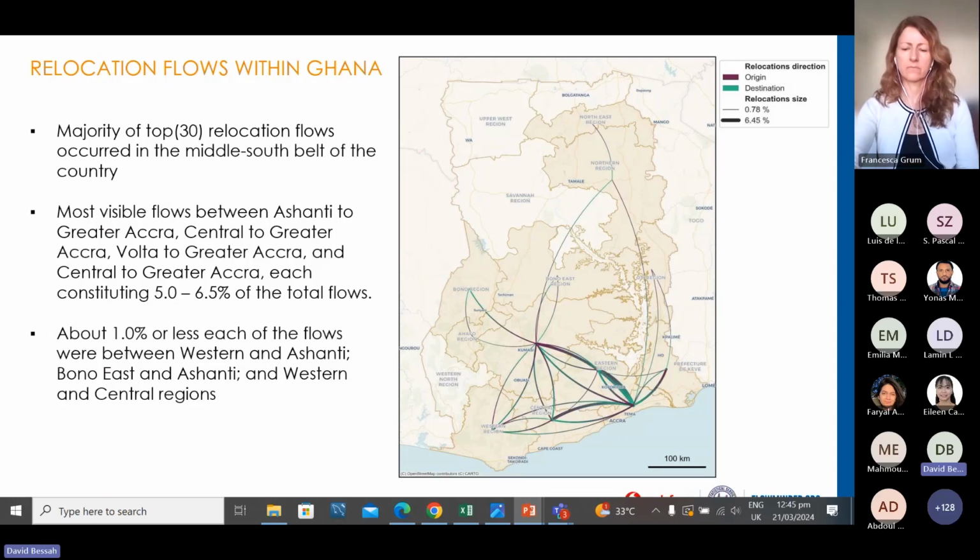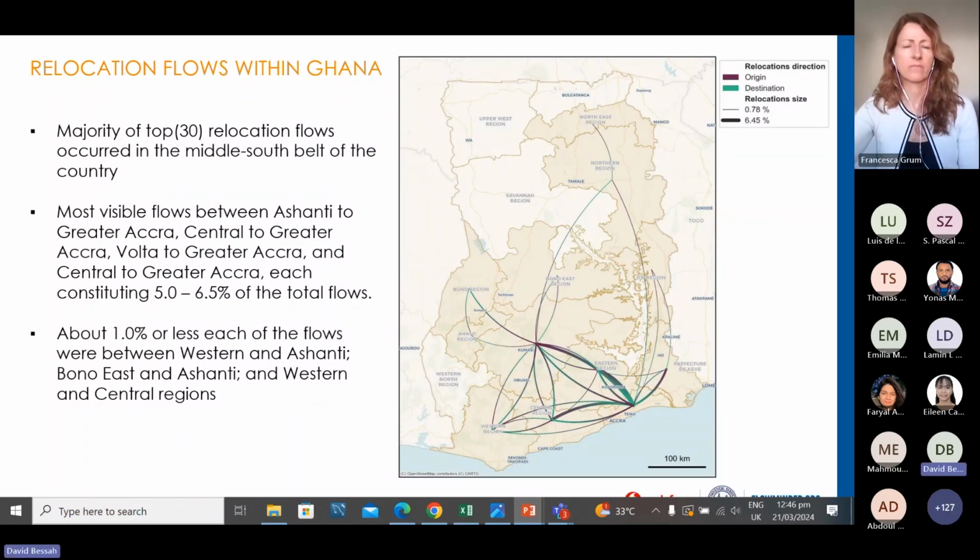So here, this is giving us an indication of what the situation is looking like for Ghana. And then you could see from the map that it looks like relocation. In actual fact, this depicts only the 30 top relocation flows. And you could see from the map that the more intense flows happen in the middle to down south belt of the country, with 3 major regions dominating with an intense flow, showing a stronger social connection between them.